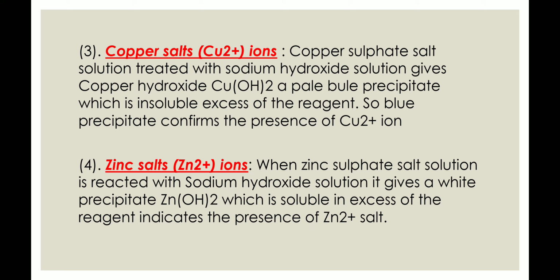Now, third salt is copper salt. How to identify copper Cu2+ salt solutions? Copper sulfate salt solution, if you take the example, then when it is treated with sodium hydroxide solution, gives copper hydroxide Cu(OH)2, a pale blue precipitate which is insoluble in excess of the reagent. So, blue precipitate confirms the presence of Cu2+ ion.